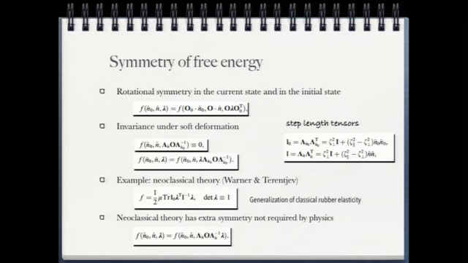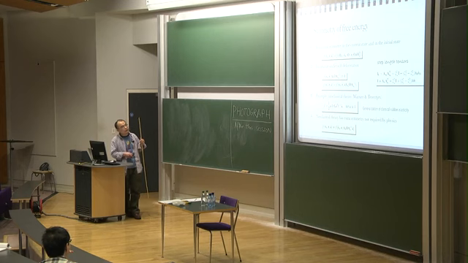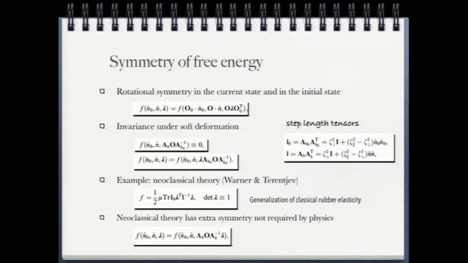The first example of a nematic elastomer free energy which satisfies all these symmetry properties is that of Warner and Terentjev. They construct this very simple free energy, which is a simple generalization of classical rubber elasticity. If you take L0 and L both to be identity, then this free energy reduces to that of an isotropic rubber.